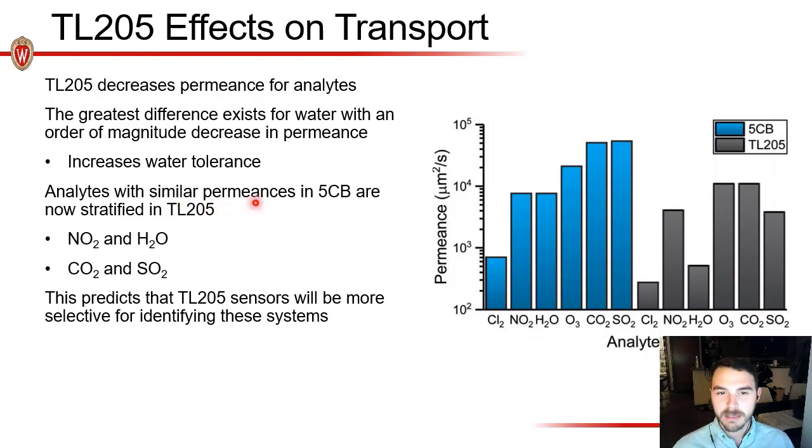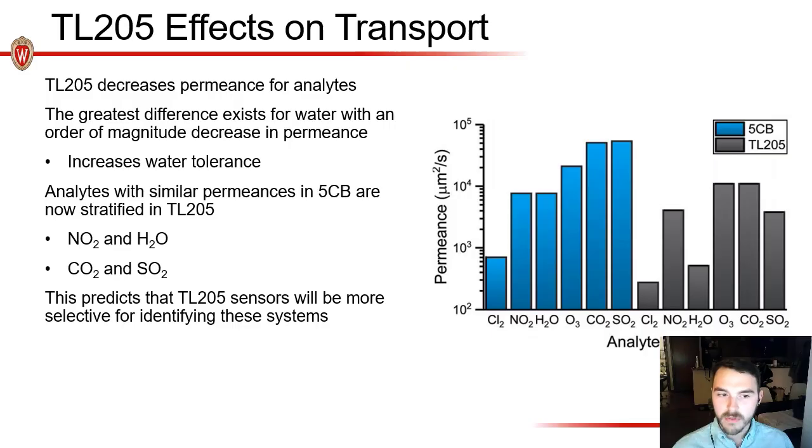Also, analytes with similar permeances in 5CB, such as NO2 and H2O, and CO2 and SO2, are now stratified. So this predicts that TL205 will be more selective for these specific analytes, and it will be better for identifying the difference between these analytes.